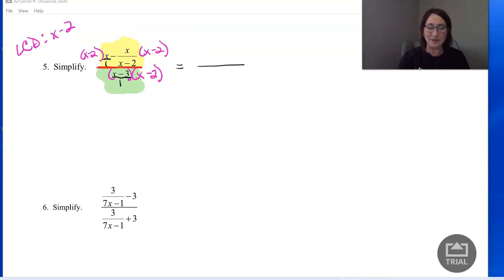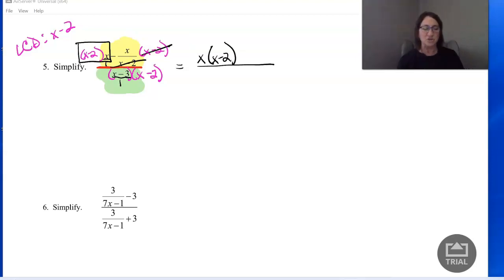Let's go ahead and simplify this. So right here in the upper left, I have x minus 2 times x. Let's just go ahead and write that like that, x times x minus 2, just so you can see it. And then the x minus 2's reduce, so I get a minus x, okay? In the denominator, I have x minus 3 times x minus 2. Okay, we got a lot going on there.